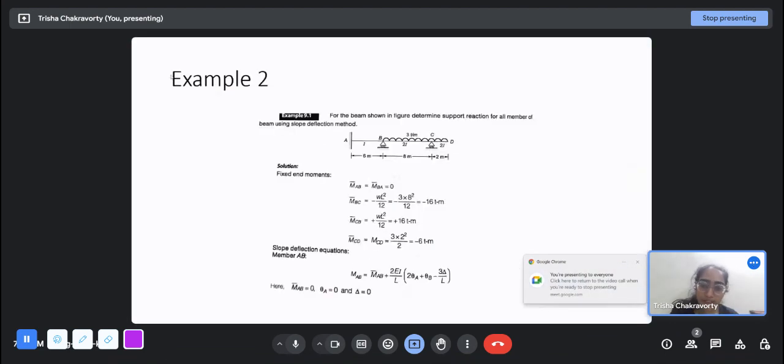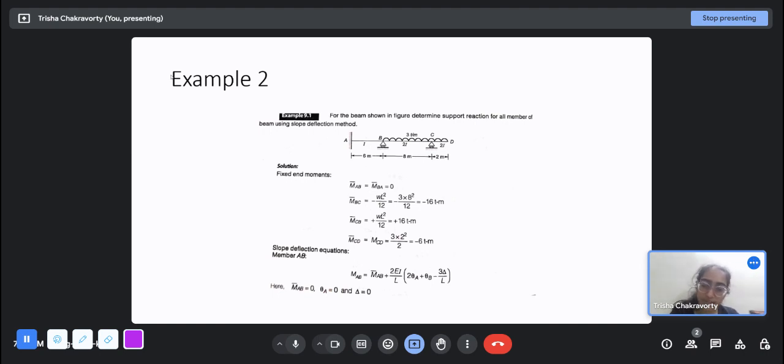So here there are three spans, AB, BC, and CD. Fixed end moments for MAB and MBA bar will be 0 because there is no loading. For MBC and MCB, like we saw earlier, it is WL square by 12, negative and positive respectively. And MCD and MDC will also be WL square by 8.